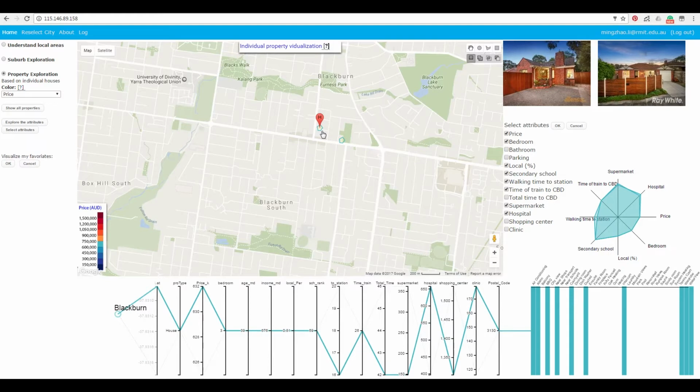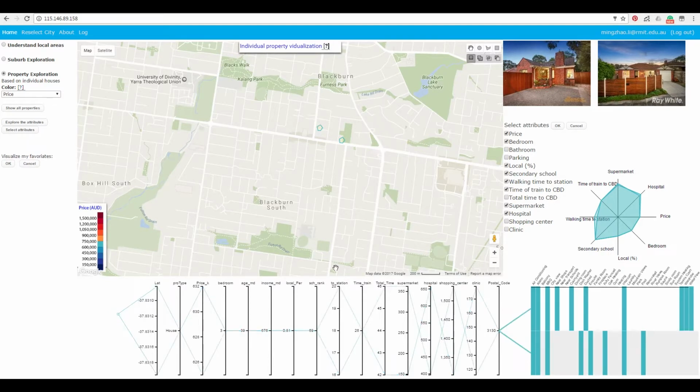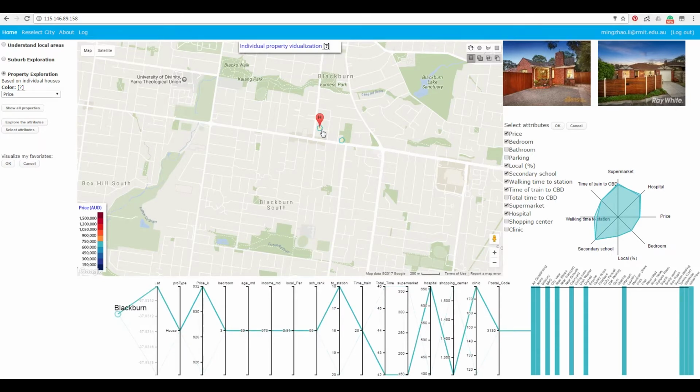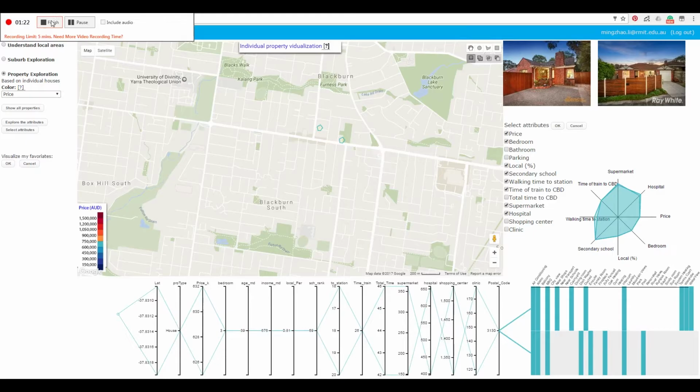Then, she further discovered from the multi-dimensional view that house 1 was $6,000 more expensive than house 2, but was closer to most of the facilities. At last, she decided to inspect those 2 houses in person, and had House 1 as a priority.